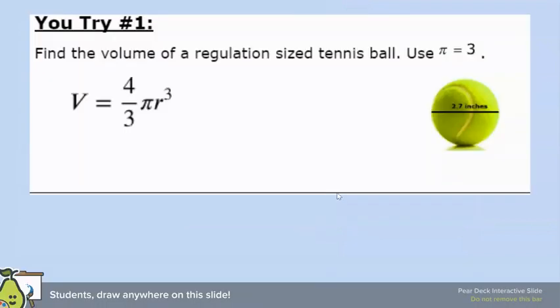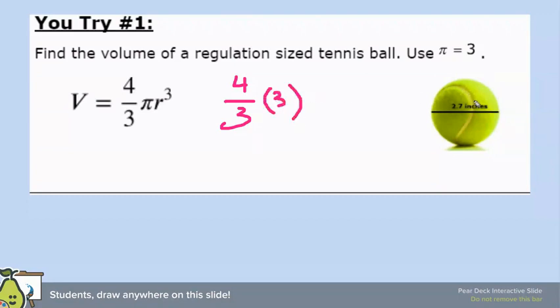All right, so now we're going to do this one. And instead of using pi, we're going to use 3 for this question. So we have: find the volume of a regulation size tennis ball. Instead of using pi, we're going to use 3. So I'm going to have 4/3, parentheses, 3 instead of pi.